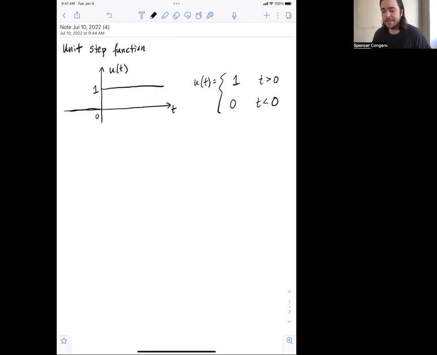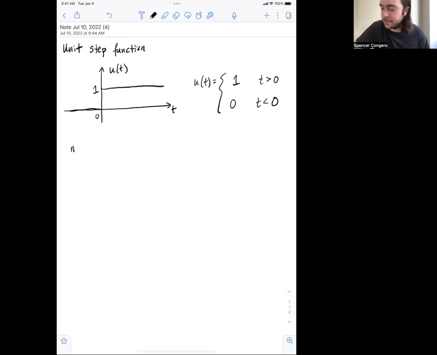And even some people take it to be different values. Some people say it's 0 there, some people say it's 1 there, some people even say it's in the middle, a half there. So we're just not going to worry about it, and it's not going to affect anything we do in this class. Okay, so that's the unit step function.